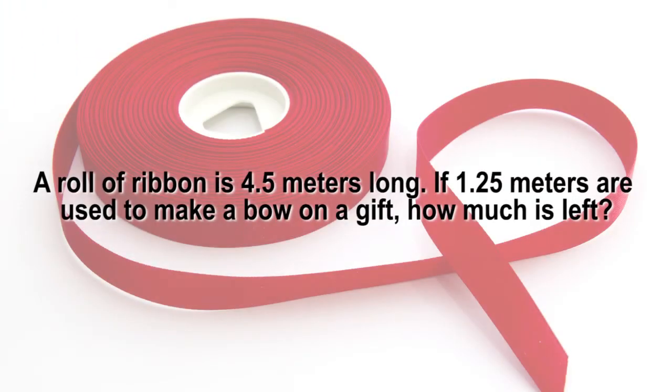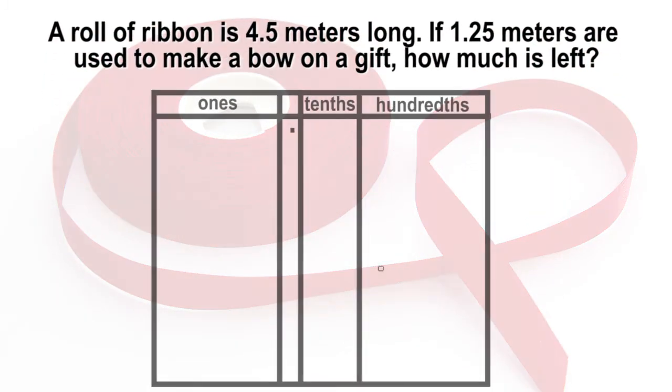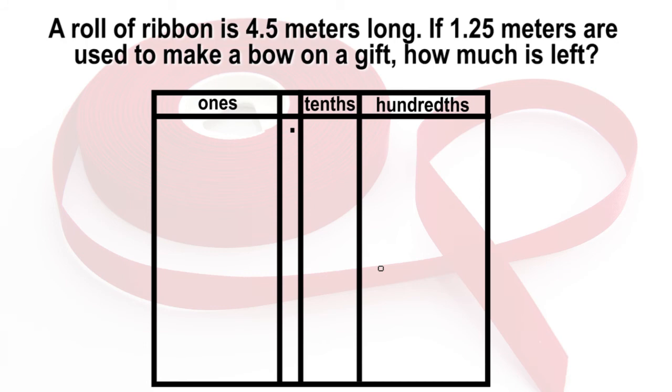A roll of ribbon is 4 5/10 meters long. If 1 25/100 meters are used to make a bow on a gift, how much is left? This problem can be written on a place value chart. Write 4 5/10 on the chart, placing 4 in the ones place and 5 in the tenths place. Write 1 25/100 on the chart, placing the 1 in the ones place and the 2 in the tenths place and the 5 in the hundredths place.